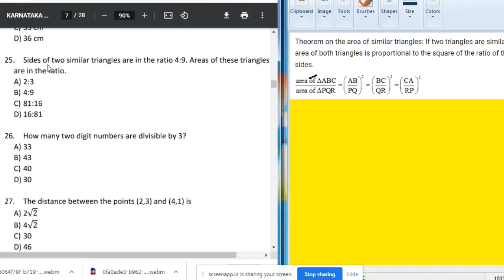Moving on to the 25th question. Sides of 2 similar triangles are in the ratio 4:9. Areas of these triangles are in the ratio. So we are going to find out the correct option among these 4. We know the basic theorem in similar triangles: if 2 triangles are similar, then the ratio of the areas of the triangles will be proportional to the squares of the ratios of their corresponding sides. So they are asking to find the area of triangle ABC by area of triangle PQR, and given the sides are in the ratio 4/9, whole square. So 4 square is 16, 9 square is 81. So the correct option among these 4 is 16:81. D is the correct answer.